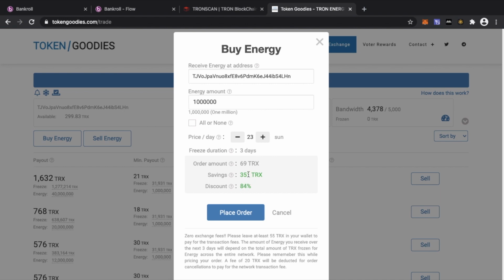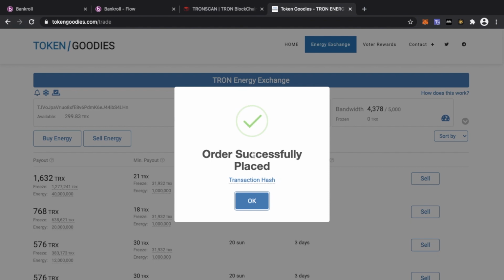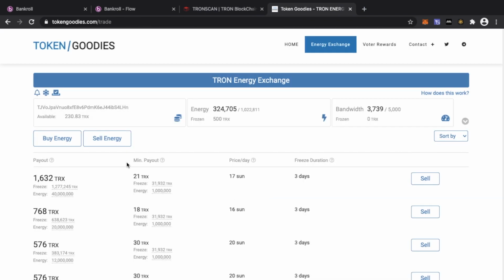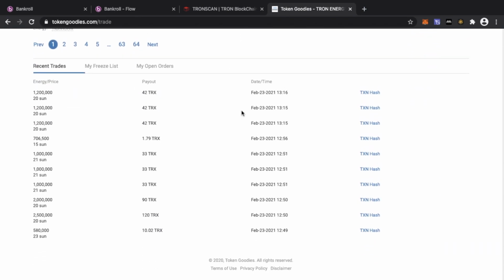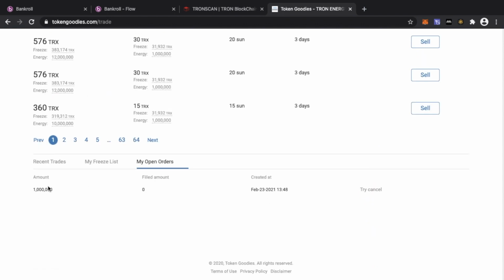So if I basically had 1 million in energy and I just used it without any frozen energy, any energy of any kind, it would have cost me that much in Tron being burnt to facilitate the transaction. So you place your order, it will then go in a queue, which basically means that it's an open order, like someone trying to buy an asset of some kind, but the asset you're trading in this case is energy. I'm trying to buy 1 million energy.